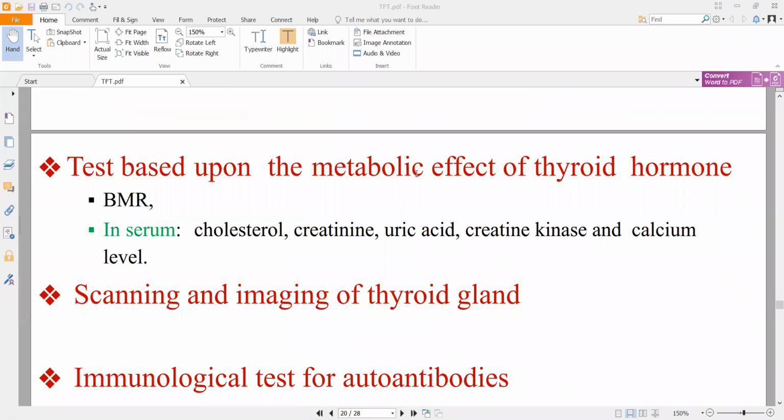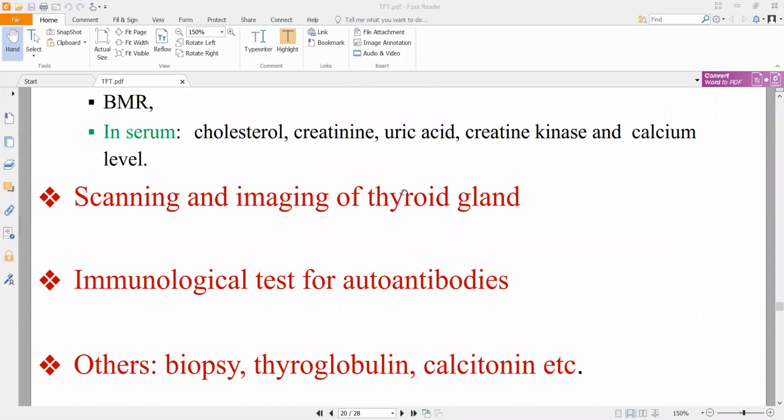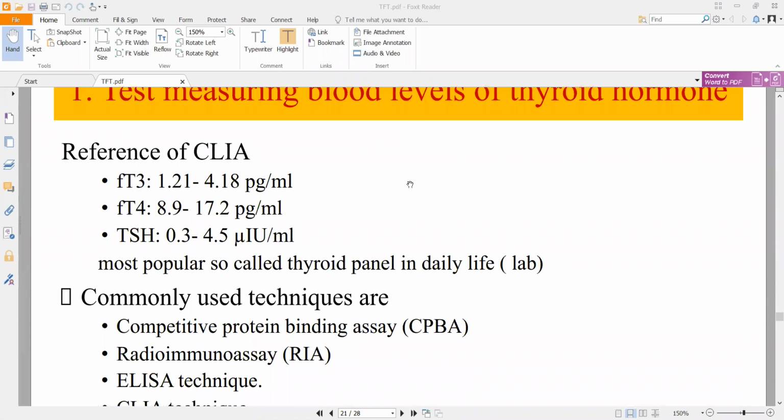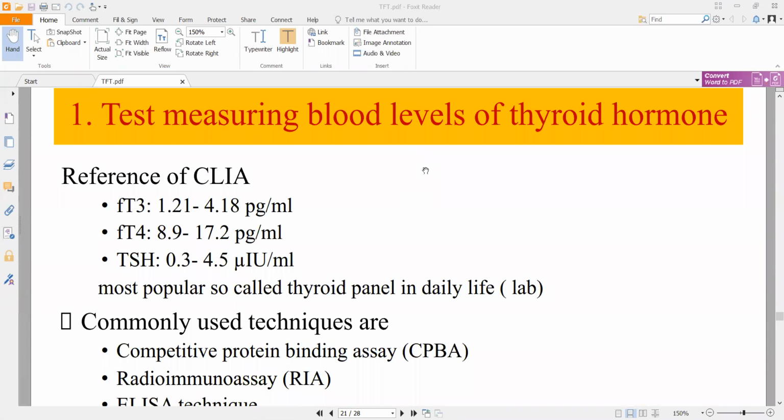Then there are scanning and images of the thyroid gland to observe any goiter or such bodies. You will also have immunological tests for antibodies. So in case of Graves disease, if someone is suspecting Graves disease, then immunological tests are warranted. Now, coming to the first one, how do you measure blood levels?